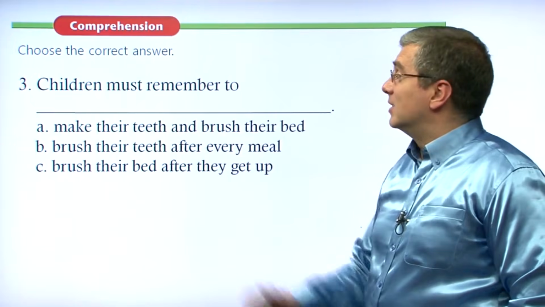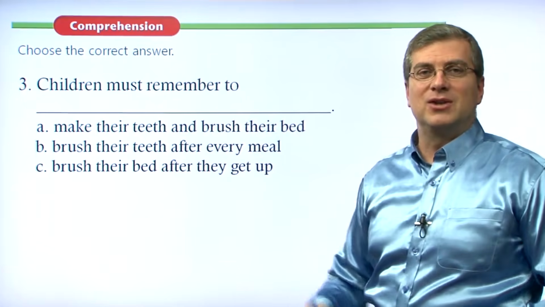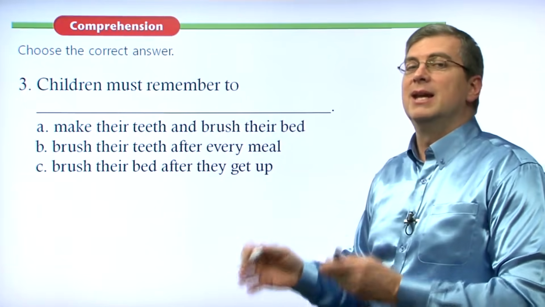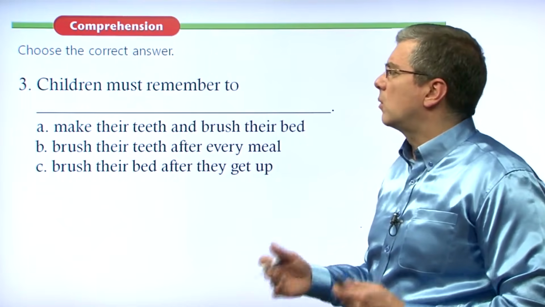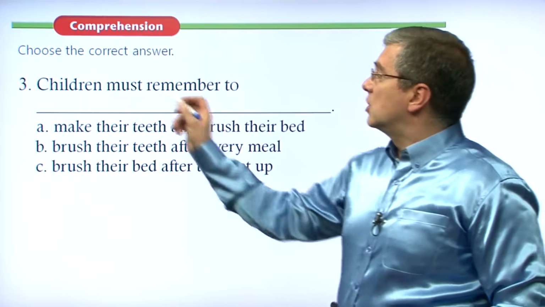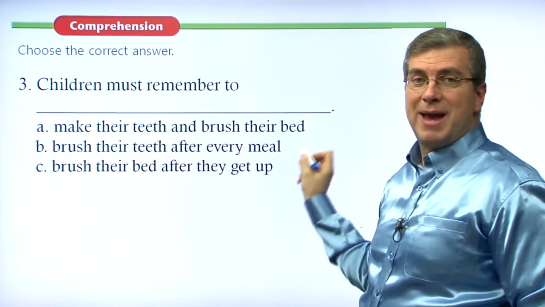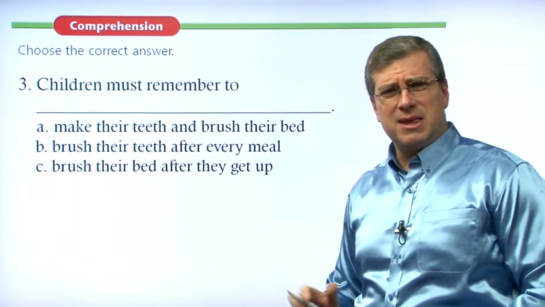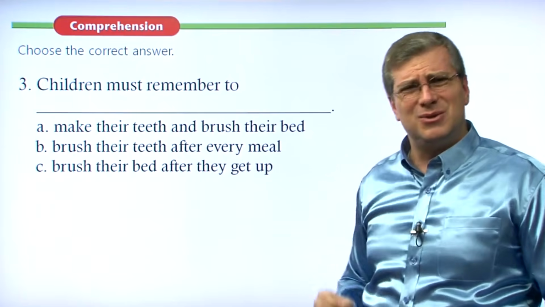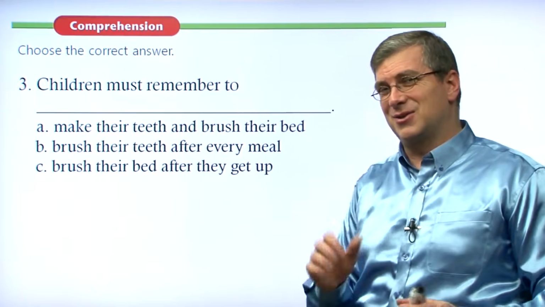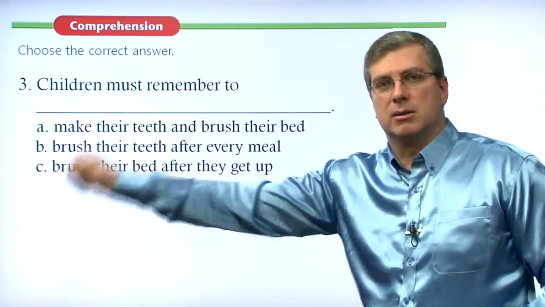Okay, number 3. Children must remember to do what? So we were talking about roles before, right? Children must remember to do something as part of their role. What is a role of a child? What is one role of the child, or a couple of roles? Children must remember to what? A, make their teeth and brush their bed. Make their teeth? So they're putting their teeth together with glue and paper? Do you do that? Do you make your teeth? That sounds weird, right? Brush your bed. So you take a brush and, nice bed. You can brush your bed.